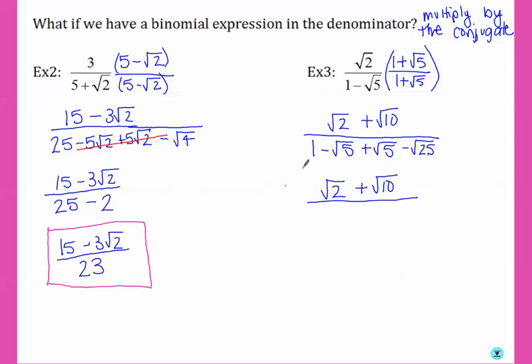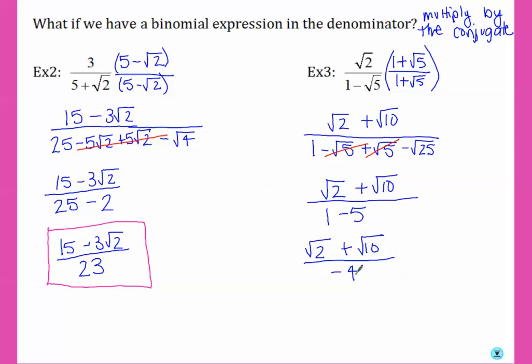In our denominator, the square roots of 5 will cancel out. On the bottom, we're going to have 1 minus the square root of 25, which is 5. So we get the square root of 2 plus the square root of 10 over negative 4.